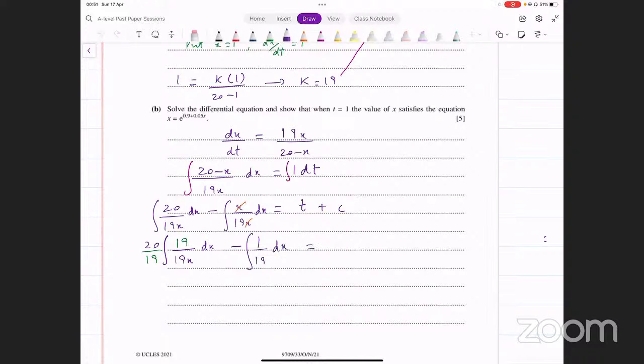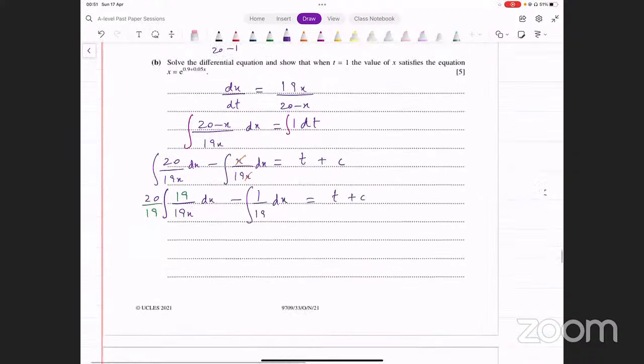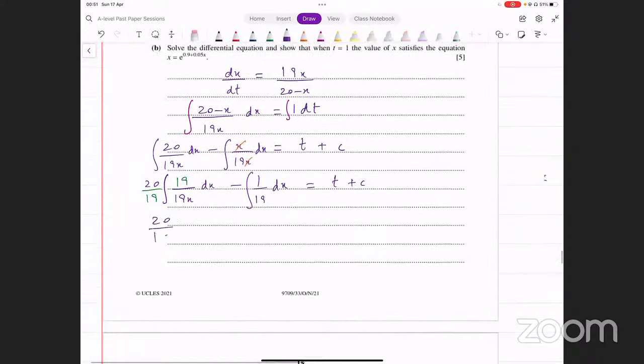And now we can integrate both of them easily. The first one becomes 20/19 times log of 19x. And here we have 1/19 times x. And on the other side, we've got t plus c. Okay, this is what I'm getting.